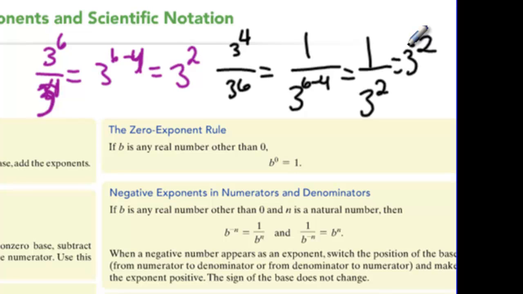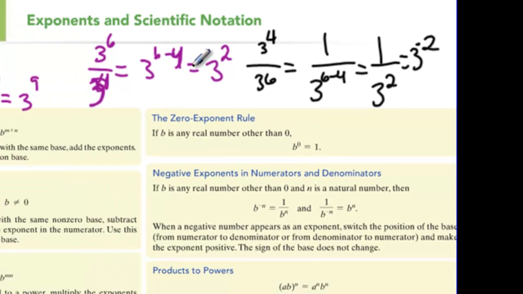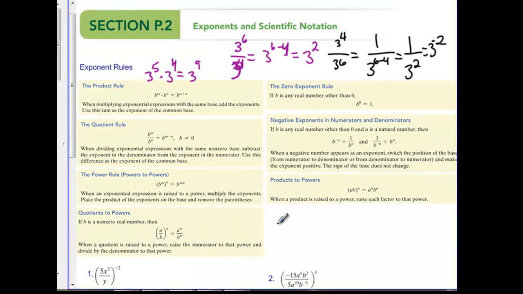If we took the first one in purple, the 3 squared, and wanted to put it on the bottom for whatever reason, it would be 1 over 3 to the negative 2. So typically you're going to change things to make positive exponents, but you can change the sign. It's just a matter of taking the base and exponent and putting it on the other side of the fraction bar.